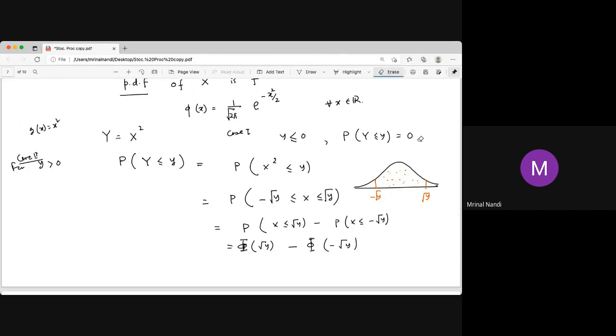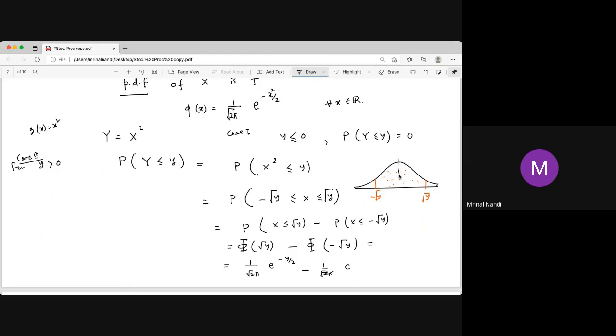Now it is clear. So what is this? 1 by root 2 pi e to the power minus y by 2, minus 1 by root 2 pi e to the power... no, you just write it. What is this?